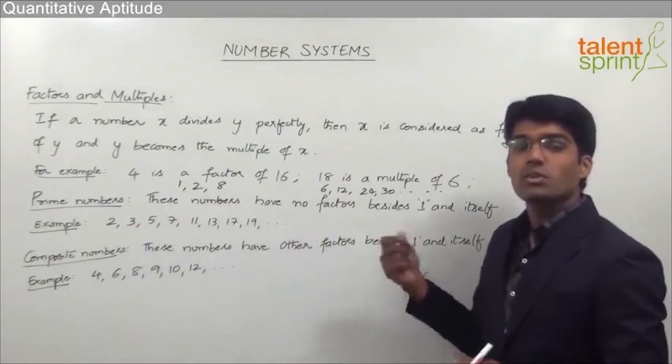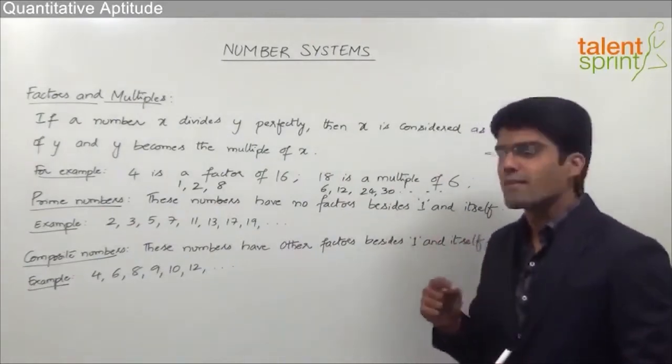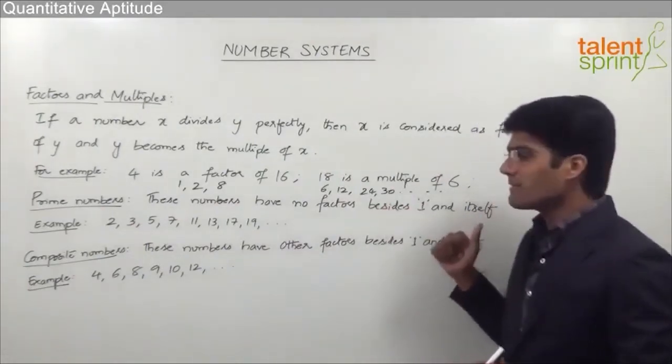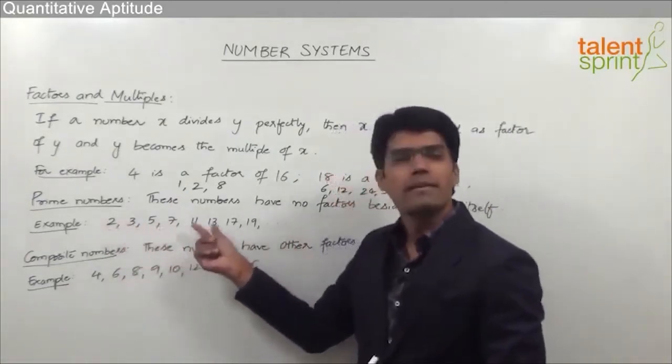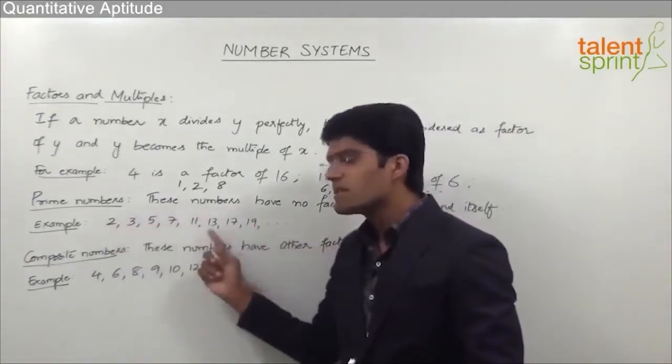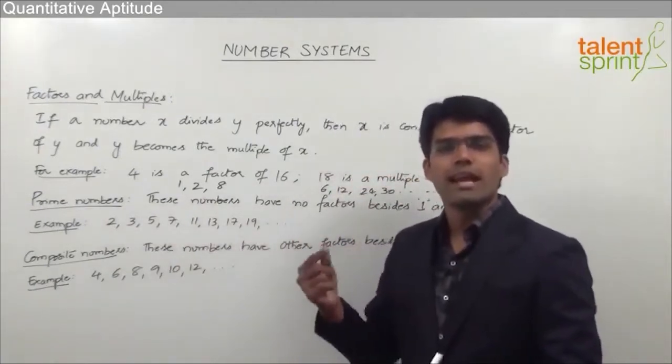So prime numbers are those numbers which have only two factors, 1 and the number itself. And some examples of prime numbers are 2, 3, 5, 7, 11 and so on. So all these are the numbers which have only two factors, 1 and the number itself.